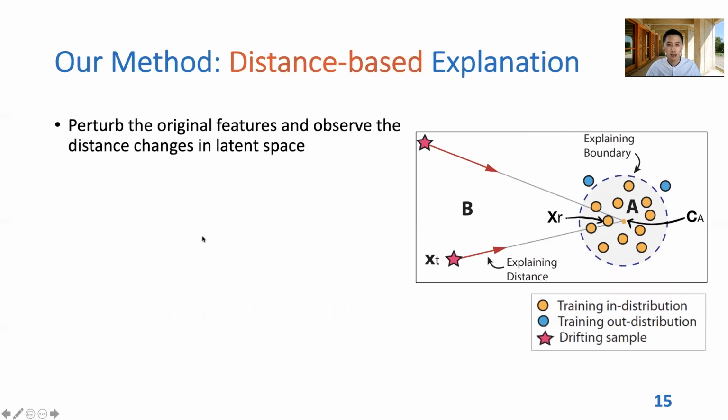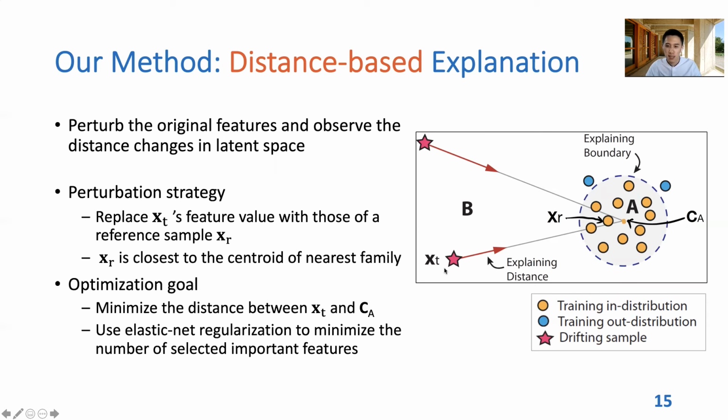Instead, we propose a distance-based explanation. The high-level idea is we perturb the original features and observe the distance changes in the latent space. Replace this xt feature value with those of a reference sample called xr. The xr is closest to the centroid of the nearest family, say A. Then we turn this problem into an optimization problem. We have two goals of optimization. First, we want to minimize the distance between xt and CA. Also, we use elastic net regularization to minimize the number of selected important features.